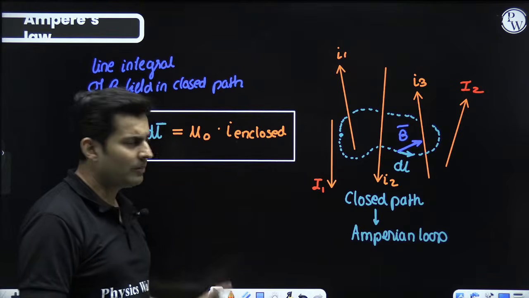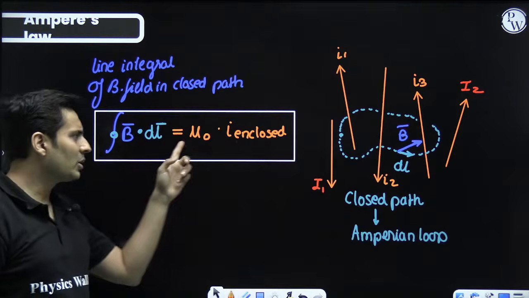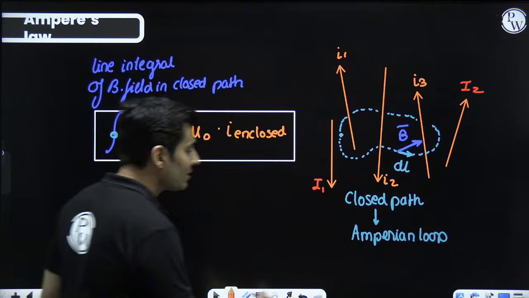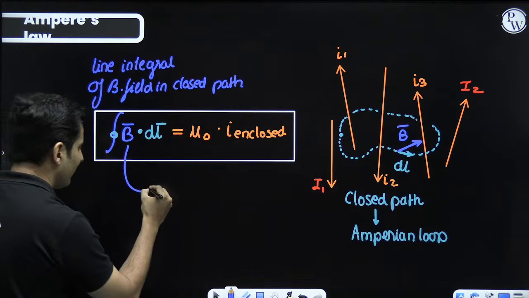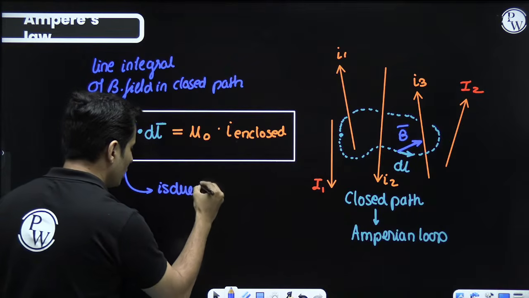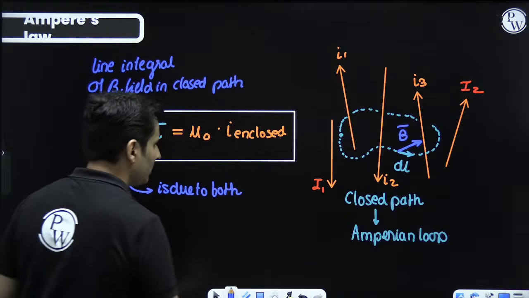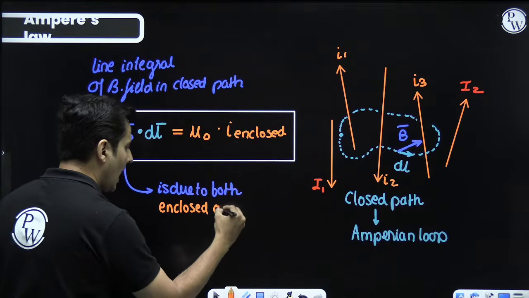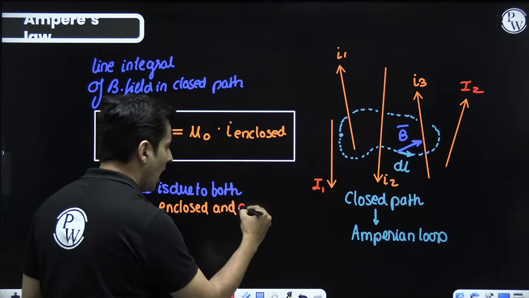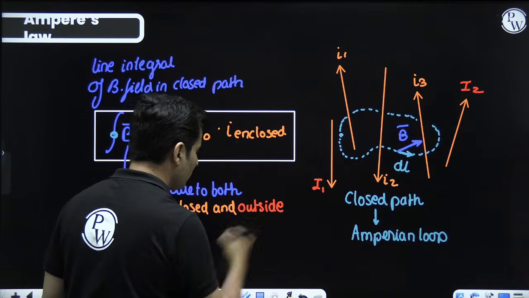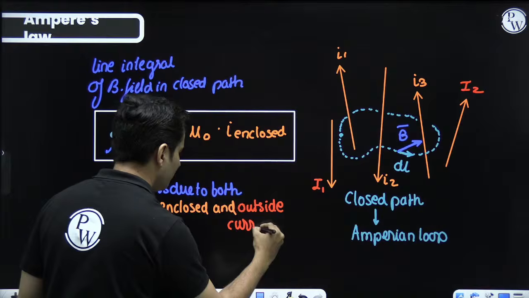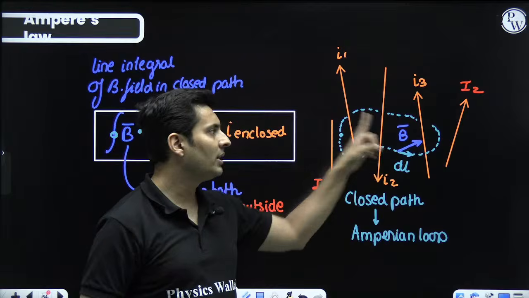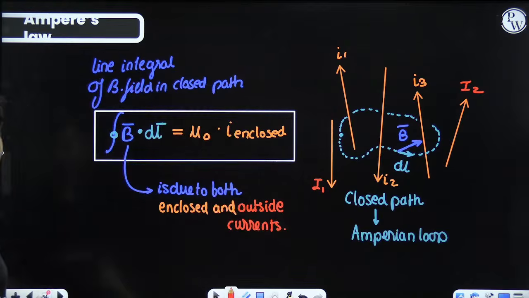Just like in Gauss law, many people get confused, sir, whether the electric field is because of the enclosed charge or outside charge or both. The answer was both. Same way here also. Please note that this magnetic field is due to both, enclosed and outside currents. Keep this in mind. Both are going to contribute, but the integration of it is only dependent on the inside currents, not on all the currents.